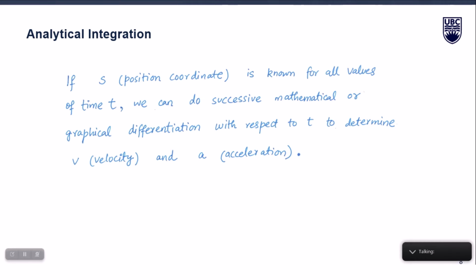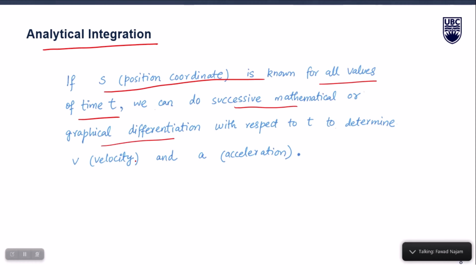I will be using analytical integration. So we may be solving those problems not graphically but analytically. We will be solving the integral equations or differential equations. So the first concept is that if s is known for all values of time t, if the value of s is available to you for all time instants, we can do successive mathematical or graphical differentiation with respect to time to determine velocity and acceleration.